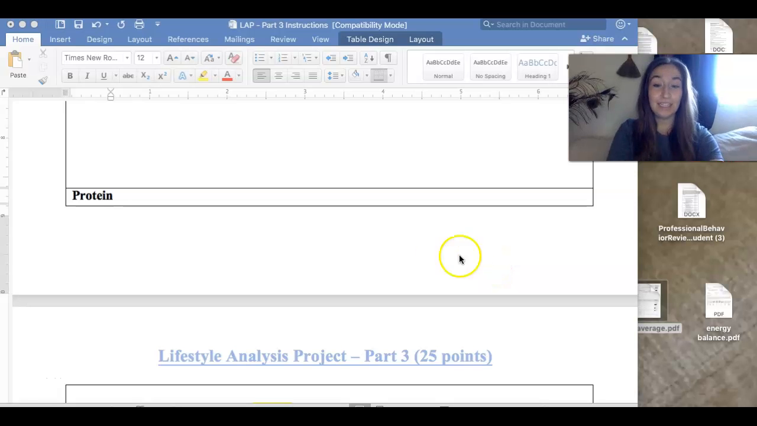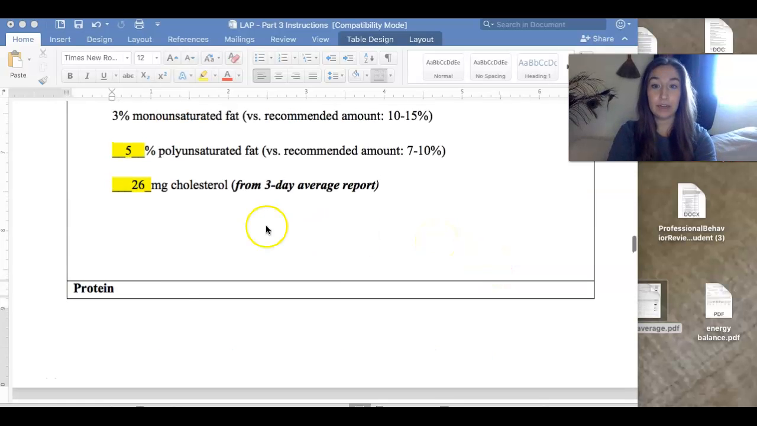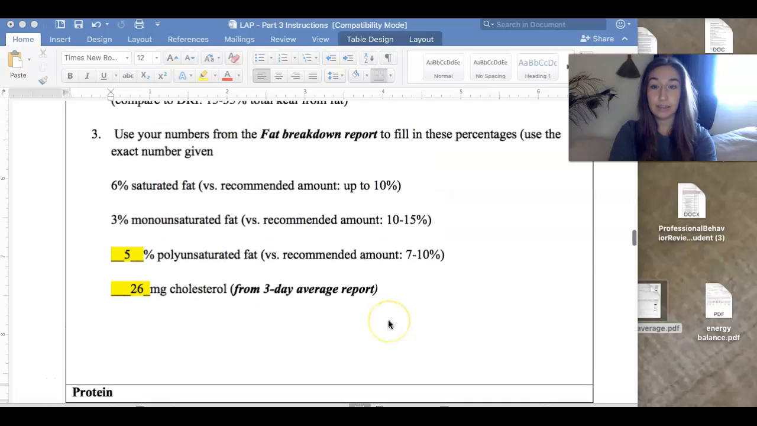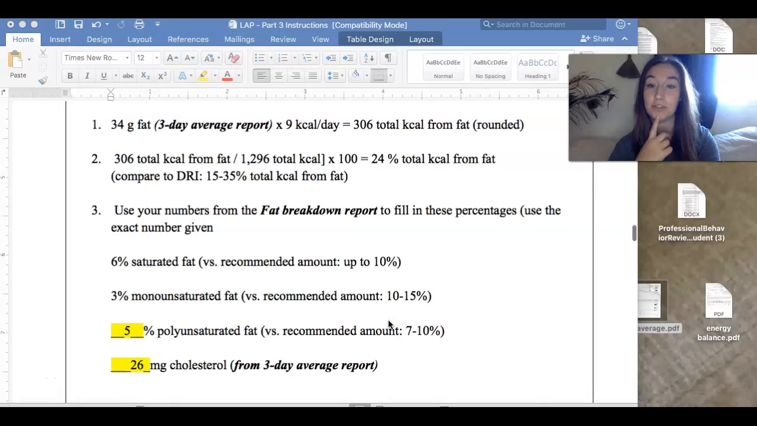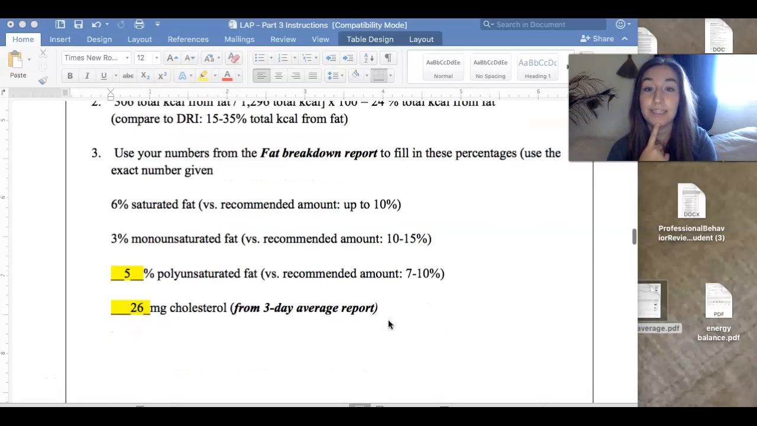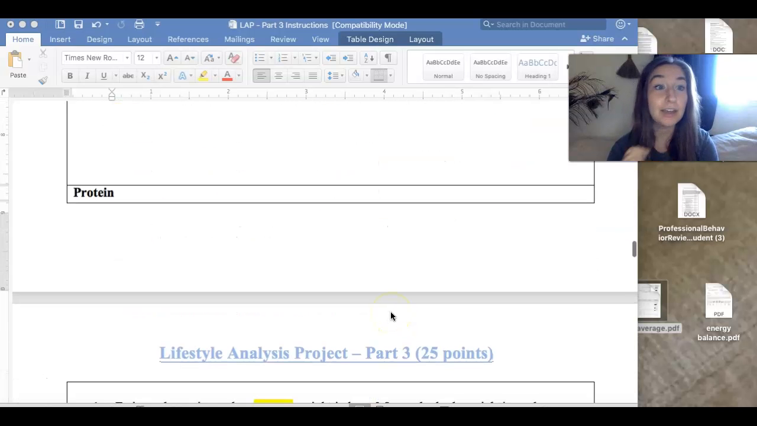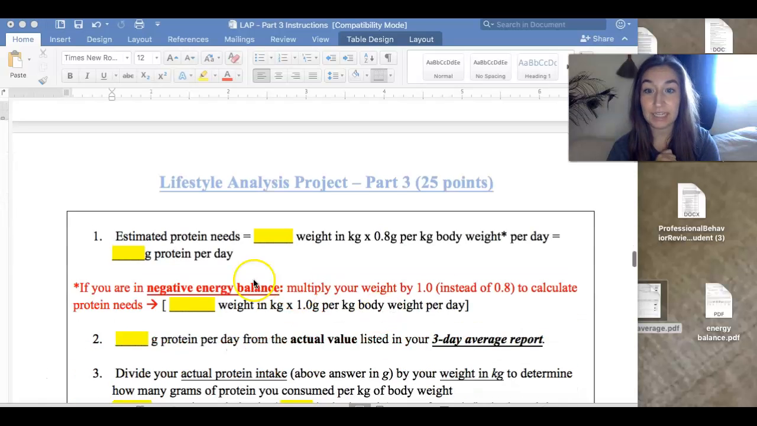All right, let's finish this up. We left off on protein. I feel like there was something I wanted to mention about fat, but I can't think of it. So we're just gonna move on to protein.